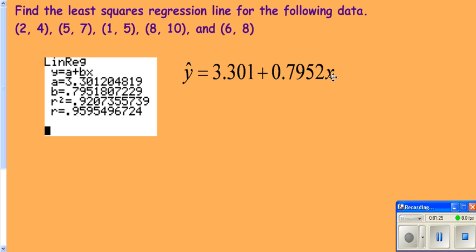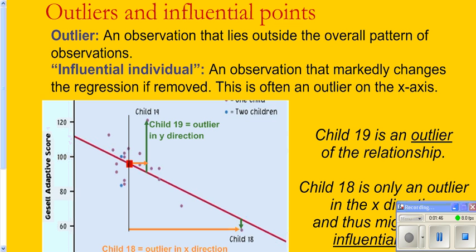Now, if this was done in the context of a real-world situation rather than just points, you would then also have to say x is representing such and such, and y is representing such and such. So you need to actually tell me what x and y are representing in the context of your problem. In this case, we were just dealing with numbers and there was no context, so we don't have to do that. Now, let's take a look at the effect of outliers and influential points.